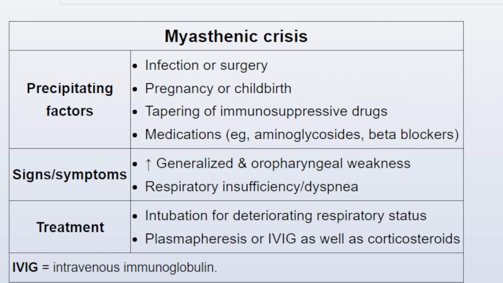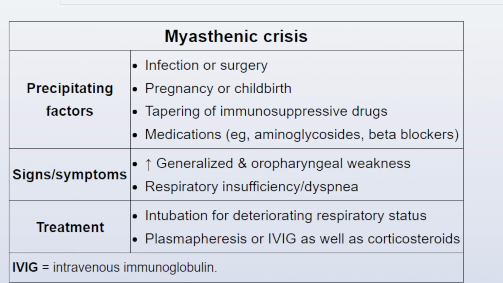So let's see. Myasthenic crisis precipitating factors are infection or surgery, pregnancy or childbirth, tapering of immunosuppressive drugs, and medications, for example aminoglycosides and beta blockers. Specifically, aminoglycosides can give you a myasthenic crisis.